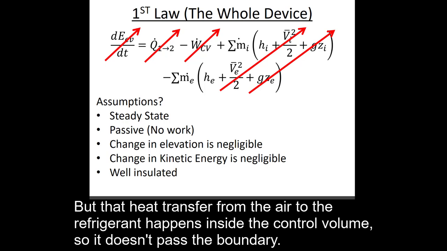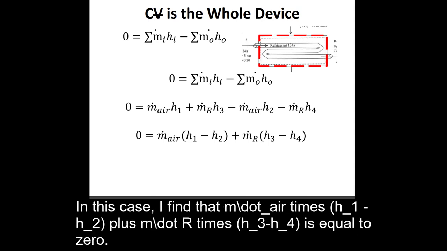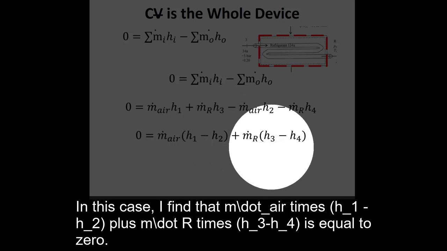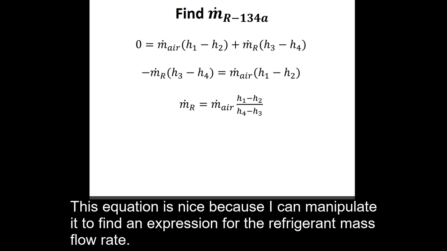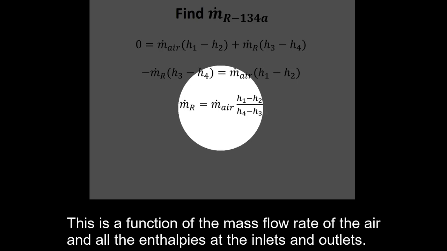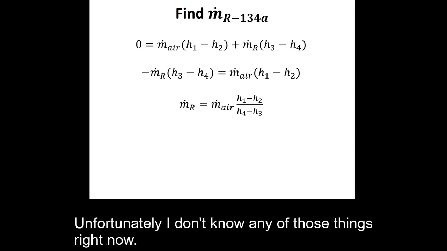But that heat transfer from the air to the refrigerant happens inside the control volume, so it doesn't pass the boundary. So if I draw my control volume around the whole device, there's no heat transfer term in this equation after I make my assumptions. In this case, I find that m dot air times (h1 minus h2) plus m dot R times (h3 minus h4) is equal to 0. This equation is nice because I can manipulate it to find an expression for the refrigerant mass flow rate. This is a function of the mass flow rate of the air and all the enthalpies at the inlets and the outlets. Unfortunately, I don't know any of those things right now.